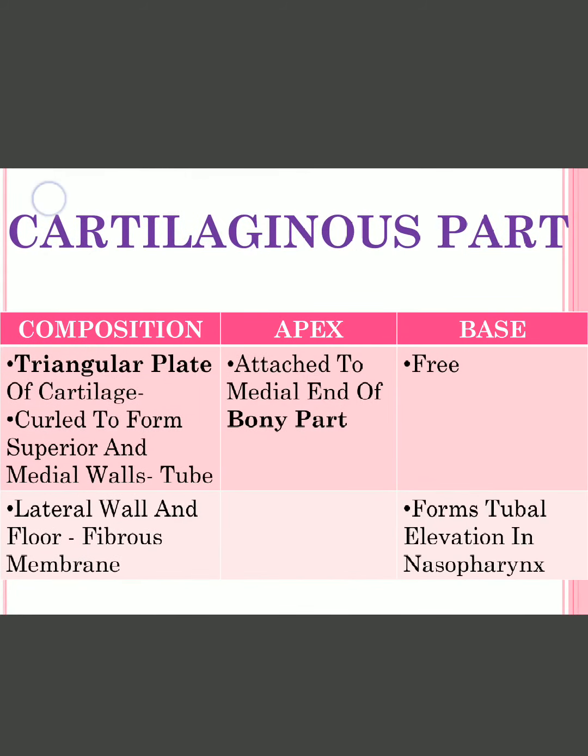Cartilaginous part is a triangular plate of cartilage, forms the cartilaginous part of the auditory tube. It curls to form the superior and medial walls of the tube. The lateral wall and the floor of the tube is formed by fibrous membrane. So the apex of the cartilaginous part is attached to the medial end of the bony part.